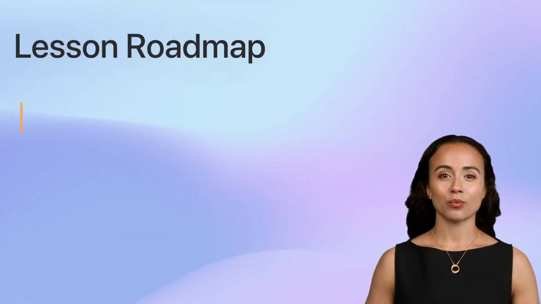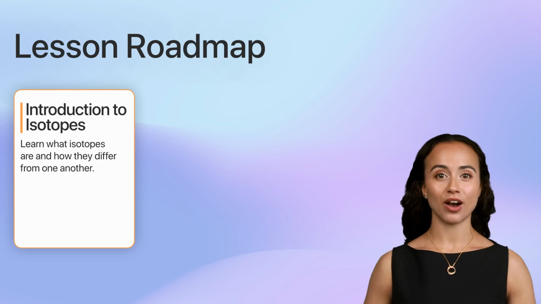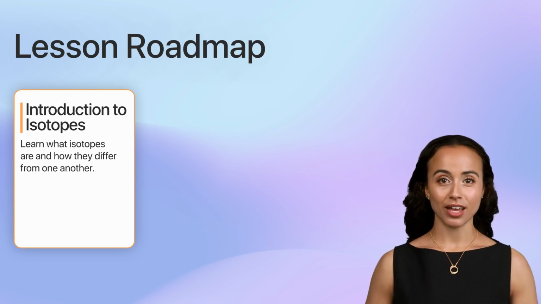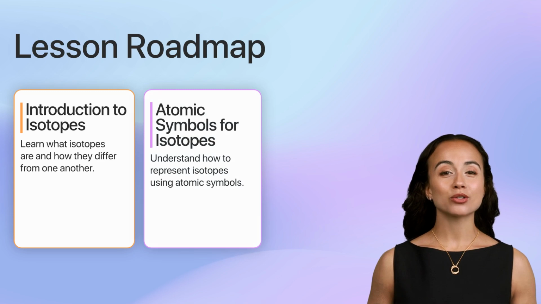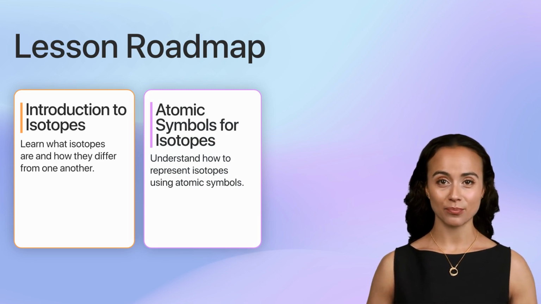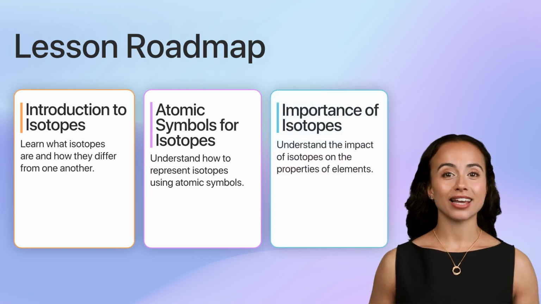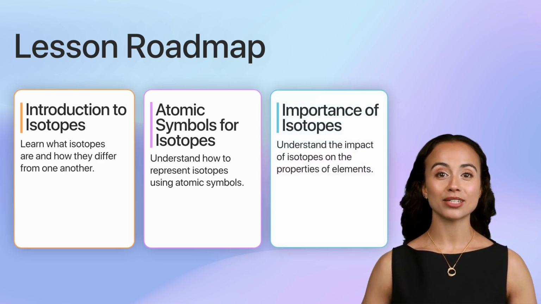In this lesson, we will begin by learning what isotopes are and how they differ from one another. From there, we will explore how to represent isotopes using atomic symbols. We'll finish by understanding the impact of isotopes on the properties of elements.